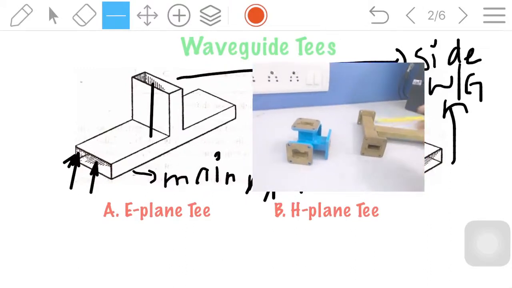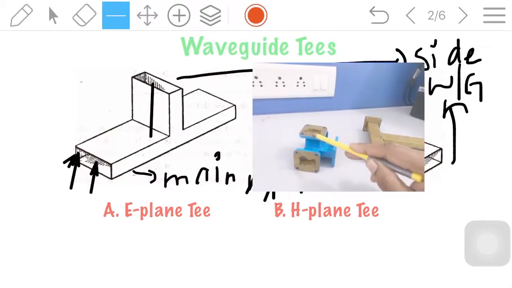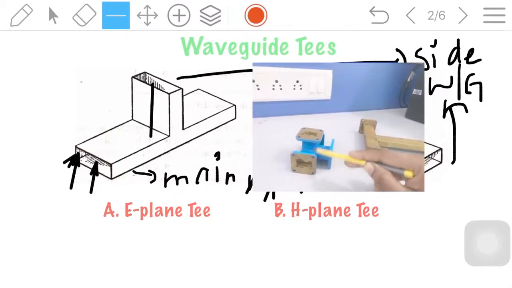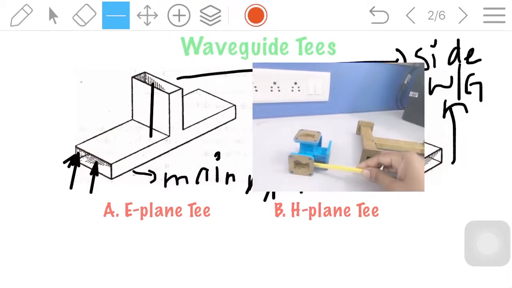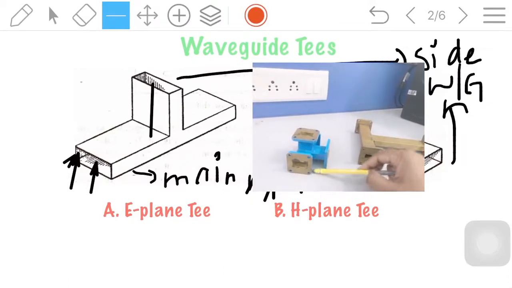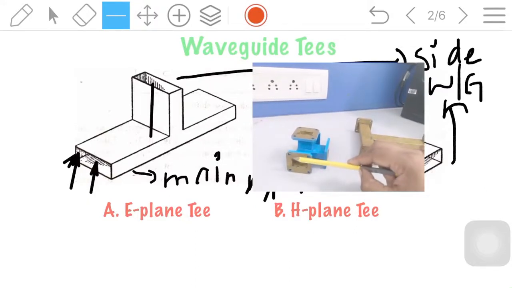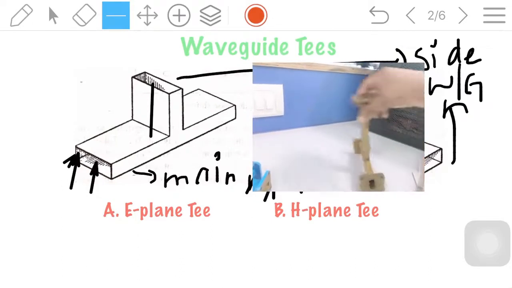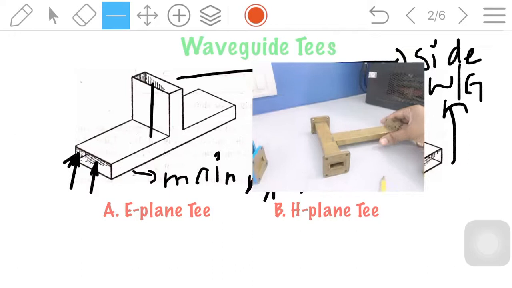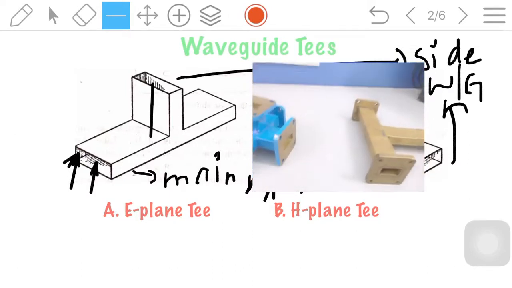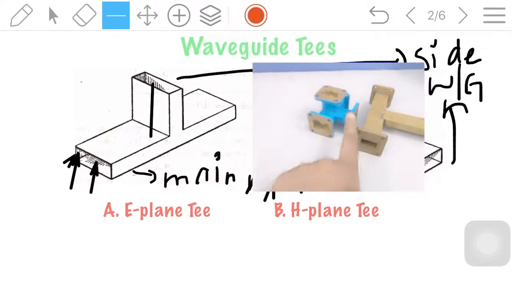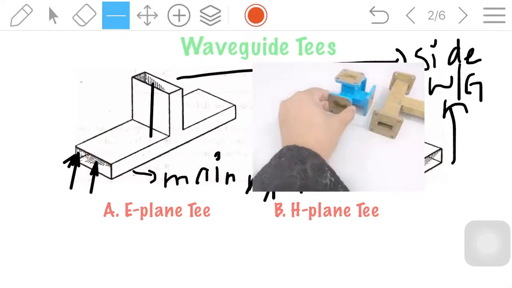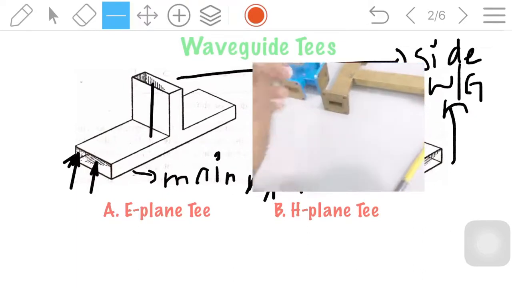Now in this one, the branch has been attached to the main waveguide from the top plane of the main waveguide. It can be attached from the bottom part also. If it is attached from the top plane or the bottom plane of the main waveguide, it is called an E-plane T or series T. If it is attached from the side walls, then it will be called an H-plane T. These are the two things. It is actually a magic T, but if I ignore this port completely, then it is called an E-plane T. And this one is called an H-plane T.